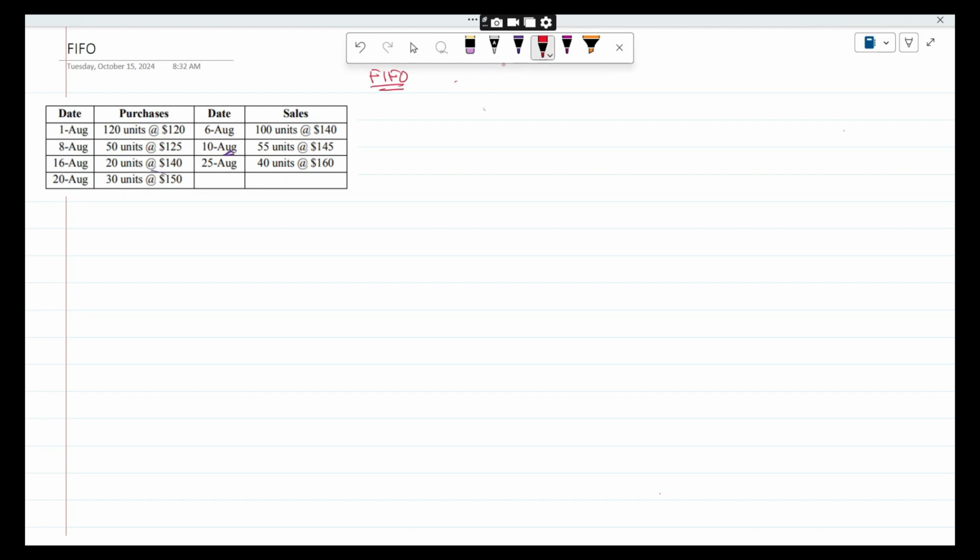Okay, so in order to solve it, we need four main things. We need to write the date, the purchases, the issues, and the balance. Under the purchases, we are going to create a quantity. We look at the price and look at the amount. So the same thing goes for quantity, price, amount, then quantity, price, amount. Okay, so let's start.